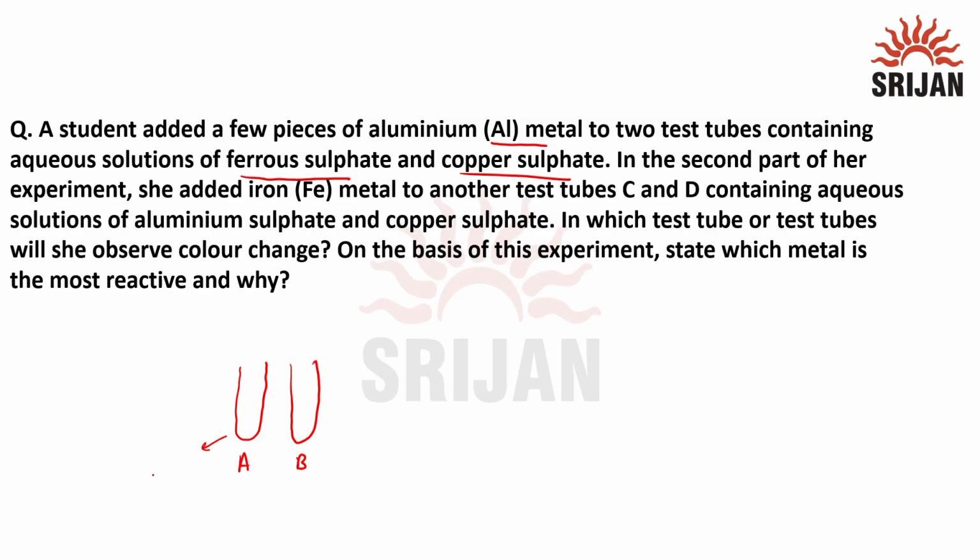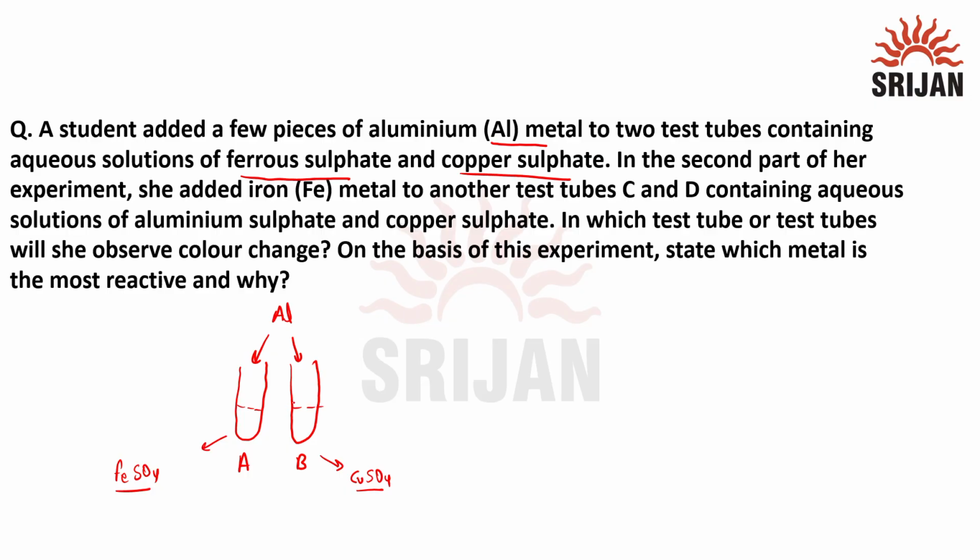So A is containing ferrous sulfate, that is FeSO4, and B is containing copper sulfate, that is CuSO4. So he is adding aluminium into both of the test tubes, right?